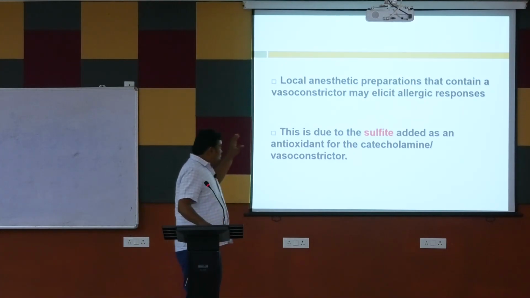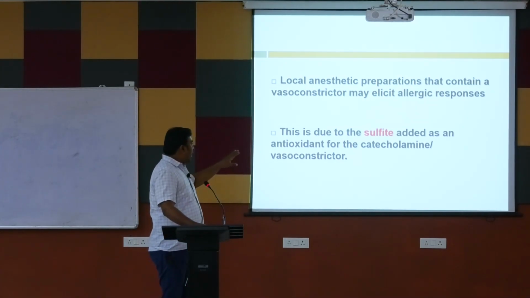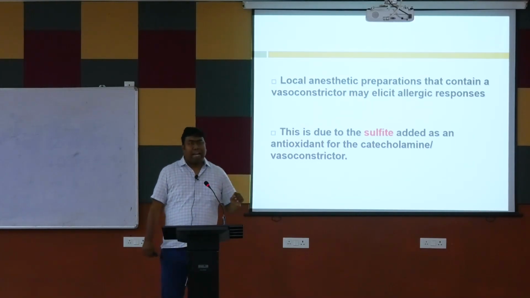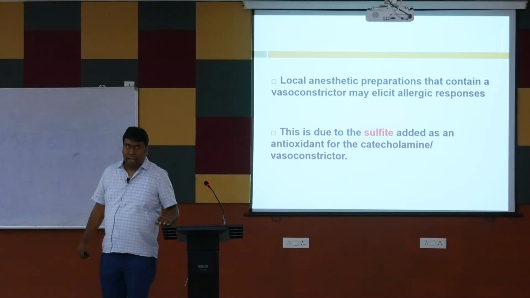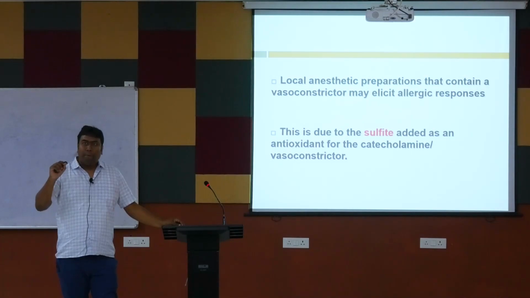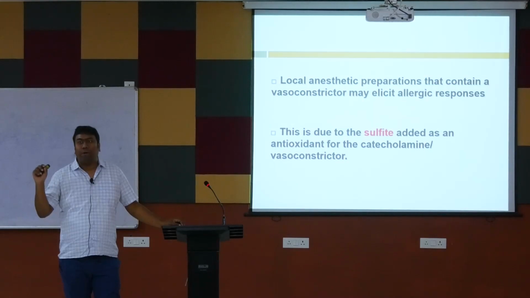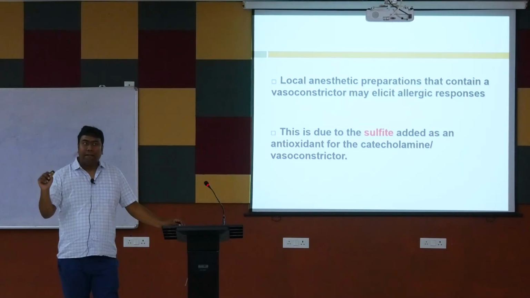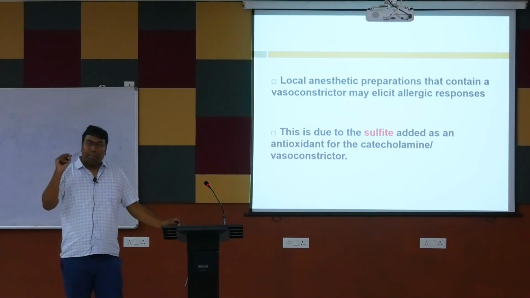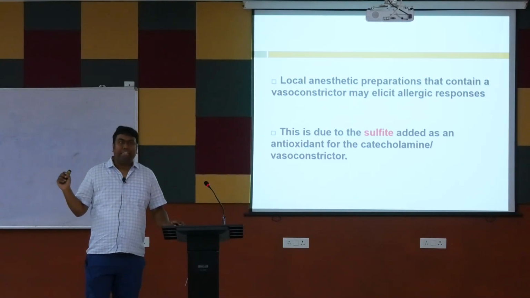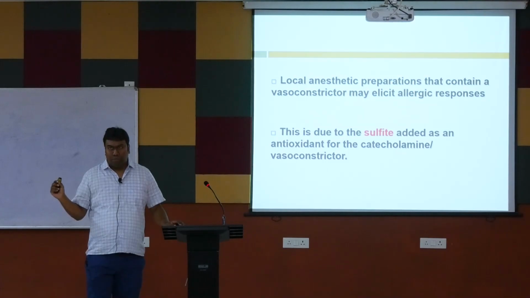Whereas when it is used along with catecholamines, that means adrenaline, sulfide is added with these agents, and this sulfide can produce some allergic reaction. So there are two components. Sulfide is an allergic component when used along with adrenaline, and PABA components are primarily the agent that produces allergic toxicity in the ester group.